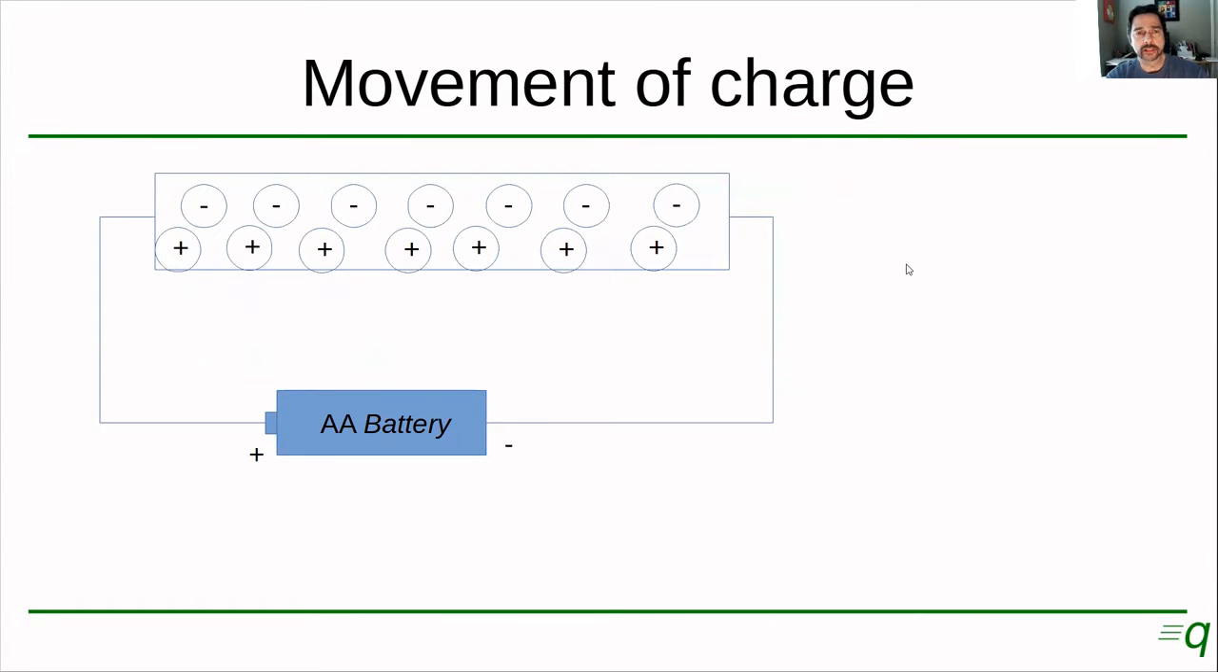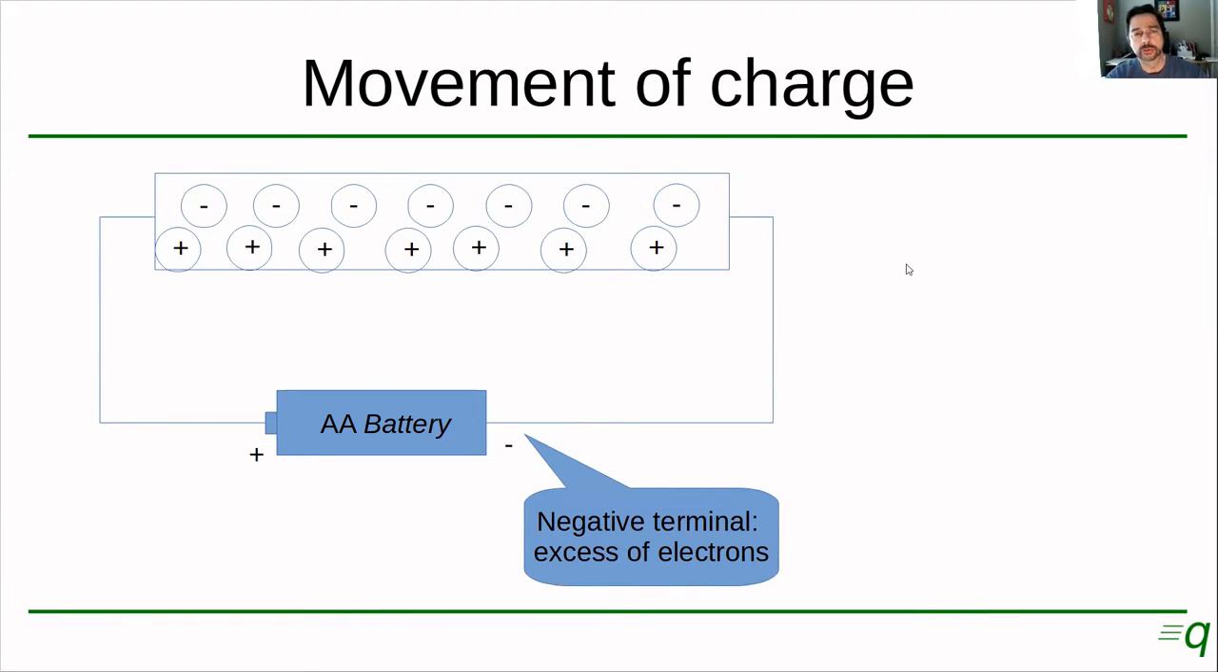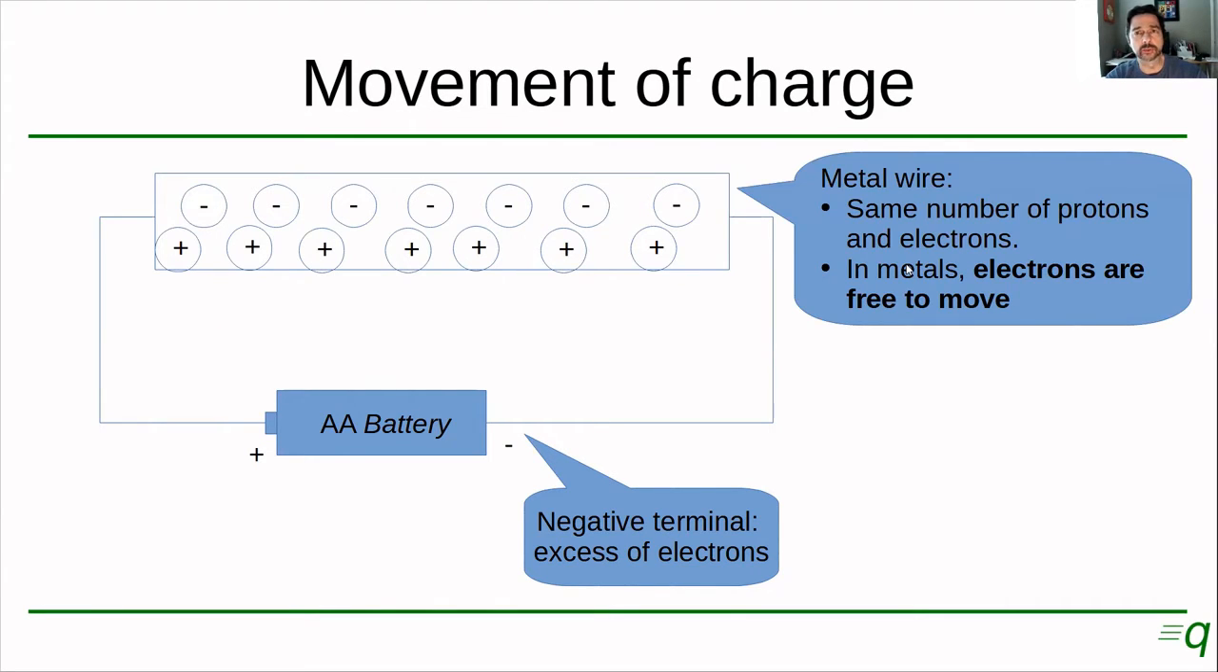Okay, so let's see what happens when we connect a battery to a piece of wire. Let's assume it's copper, right? So in a battery, we have a negative terminal, which is a place in the battery that has an excess of electrons. And we connect that to that metal wire that has the same number of protons and electrons, so it does not have a net charge. You have positive and negative charge and they cancel each other. But the important thing here is that the electrons are free to move within the metal. We sometimes call these a sea of electrons, right?